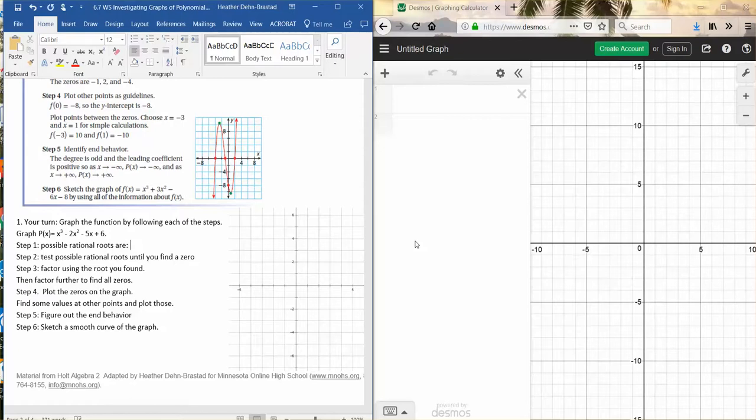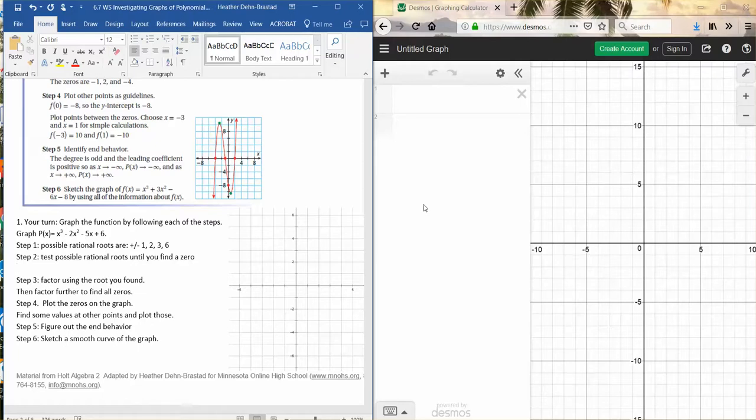So my possible roots are, the leading coefficient is 1, and the last one is 6, so 1 times 6 is 6. So the possible roots would be plus or minus 1 times 6, or 2 times 3. Now these are all plus or minus, I'm just not going to type it each time. I'll just try 1, and I'll use synthetic division.